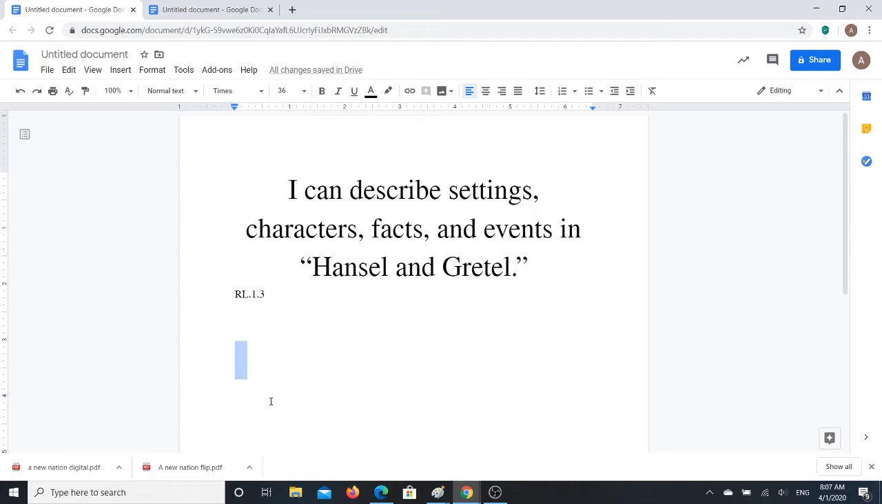Today we're working on Fairy Tales Lesson 6, Hansel and Gretel Part 1. Today's learning goal is I can describe settings, characters, facts, and events in Hansel and Gretel. Here we are.